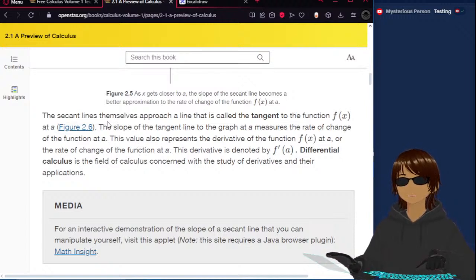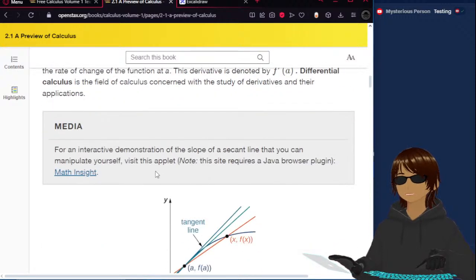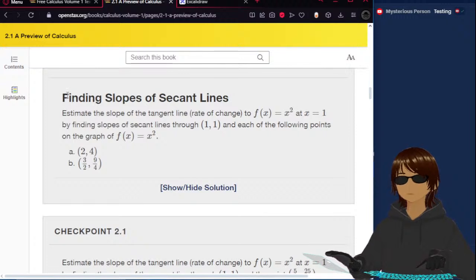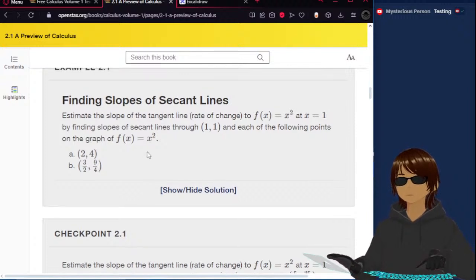The slope of the tangent line to the graph at a measures the rate of change of the function at a. This value also represents the derivative of the function f of x at a, the rate of change of the function at a. This derivative is denoted by f prime of a. Differential calculus is the field of calculus concerned with the study of derivatives and their applications. Finding the slope of secant lines.